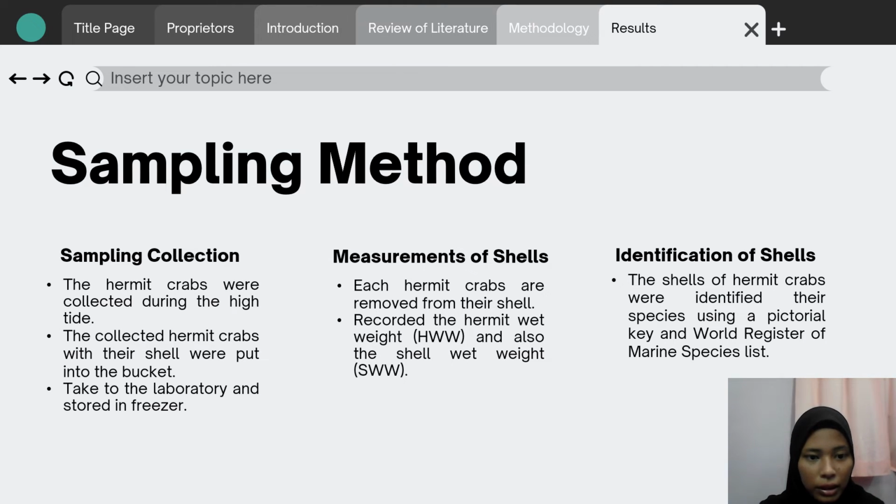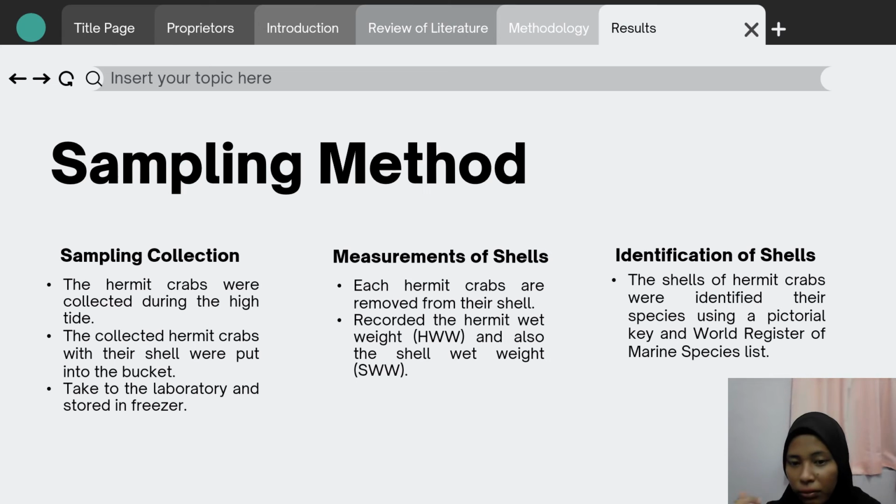First, for the sampling collection, the hermit crabs were collected during high tide, and then the collected hermit crabs with their shells were put into a bucket, taken to the laboratory, and stored in the freezer. And then the measurements of shells. Each hermit crab is removed from its shell, and then the hermit weight and also the shell weight are recorded.